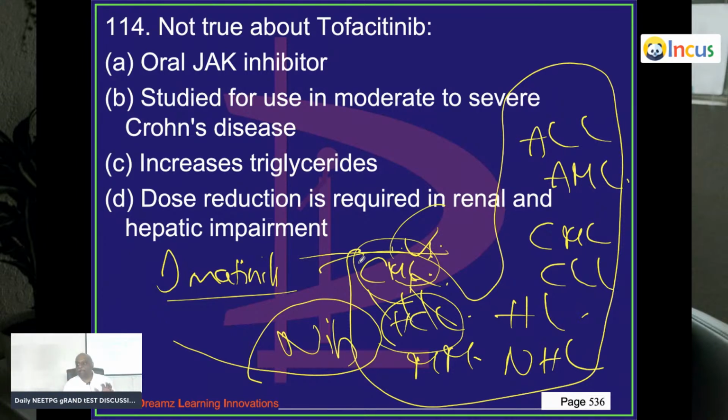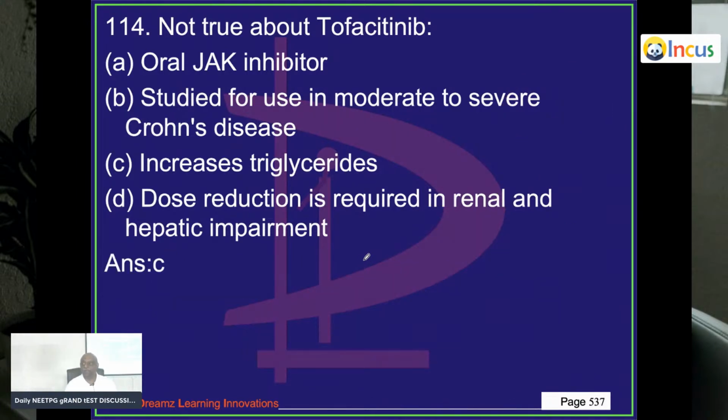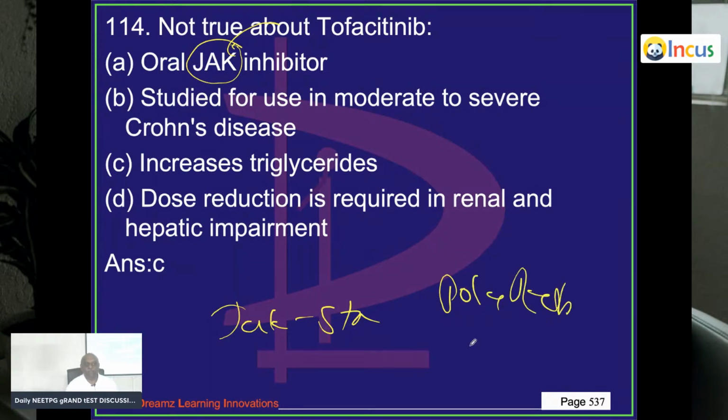So it is what? Tofacitinib is an oral JAK inhibitor. Where do you find JAK-STAT mutations? Polycythemia rubra vera. Where do you get aquagenic pruritus? If you bathe, there is itching.